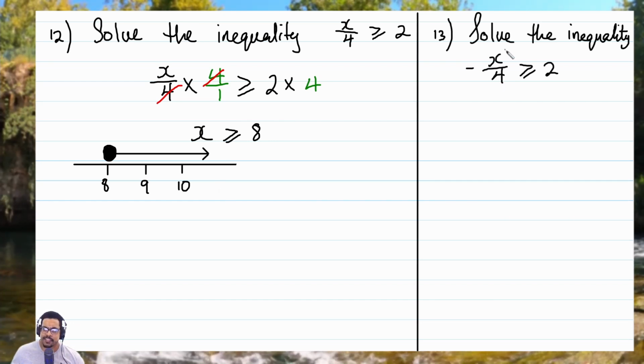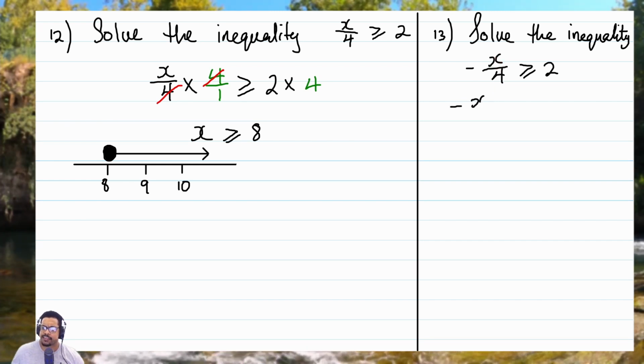Now in this question, I have to solve the inequality negative x over 4 is greater than or equal to 2. Now we want positive x by itself on the left-hand side of the inequality sign. Therefore, in order to get rid of this negative sign, we must either multiply or divide by a negative number. Now, seeing that we want to get rid of this 4 down here, we have to multiply by 4. So we'll multiply the left-hand side by negative 4 so that we'll get positive x alone on the left-hand side.